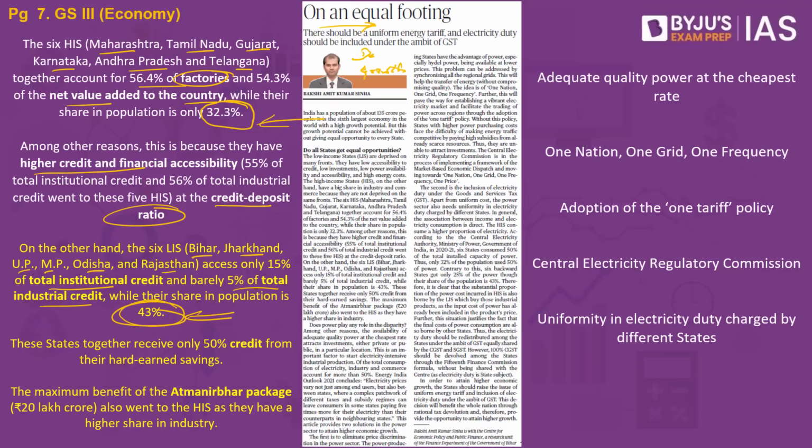These low income states together receive only 50% credit from their hard-earned savings, and at the same time, the maximum benefit of Atmanirbhar package was also sent to high income states as they have a higher share in industry. So what does the author say? The author says that these high income states are developing at the cost of the low income states.